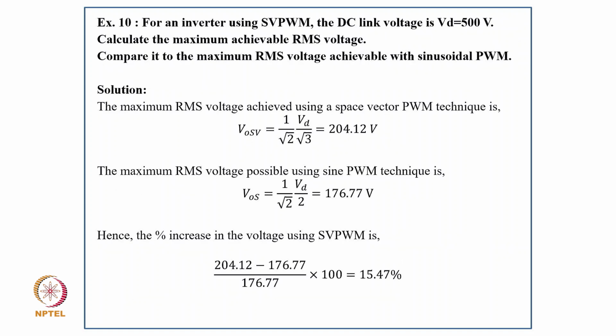Now coming to example 10, for an inverter using a space vector PWM, the DC link voltage VD is 500. Calculate the maximum available RMS voltage, and compare the maximum RMS voltage achievable with sinusoidal PWM. So maximum RMS voltage achieved using space vector modulation VOS is equal to 1 by root 2 into VDC by root 3, that is 204.12, and the maximum RMS voltage possible using a sine PWM technique is VOS equal to 1 by root 2 into VD by 2, that is 176.77 volt, and hence the increase in the voltage using space vector modulation is (204.12 minus 176.77) divided by 176.77 into 100, that is 15.47 percent.